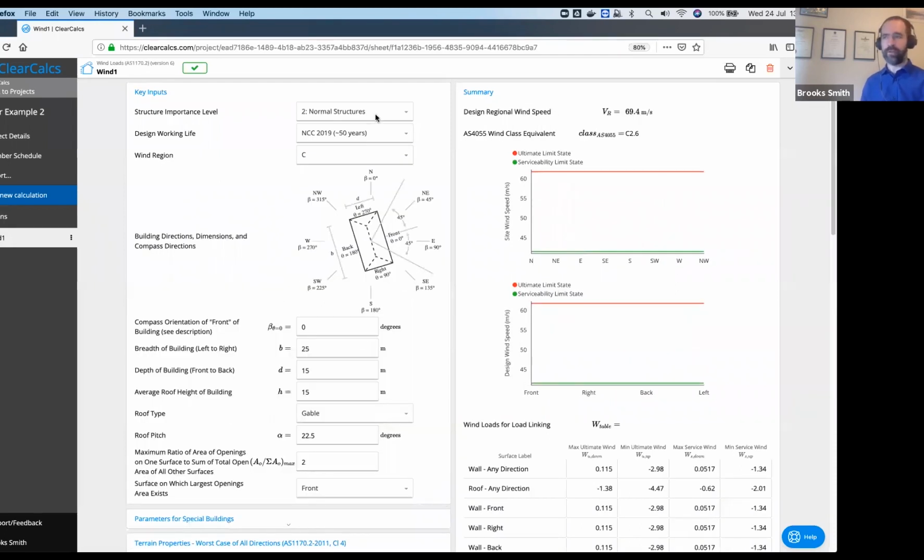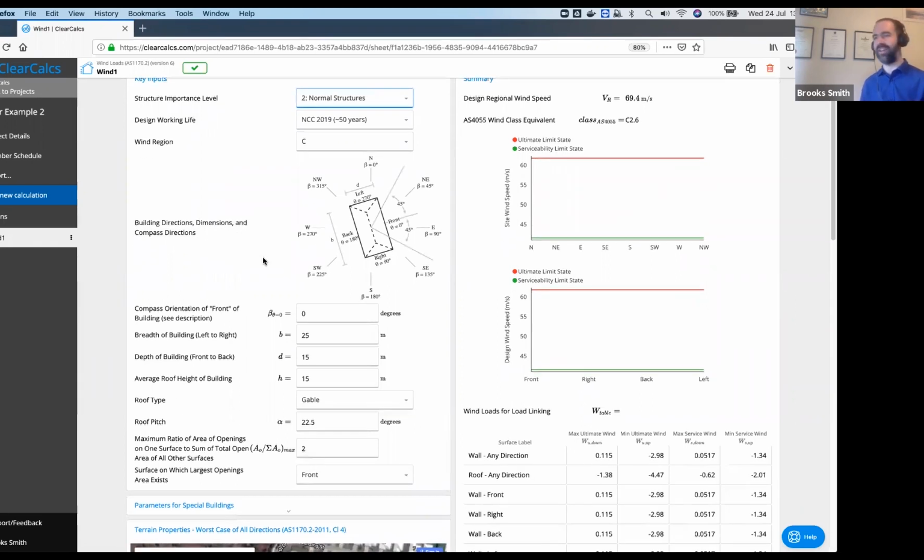It's a normal structure. So it's not a farm building. It's not a mass congregation structure. We're still designing to NCC 2019, and we don't feel like costing our customers more by designing for a higher working life.